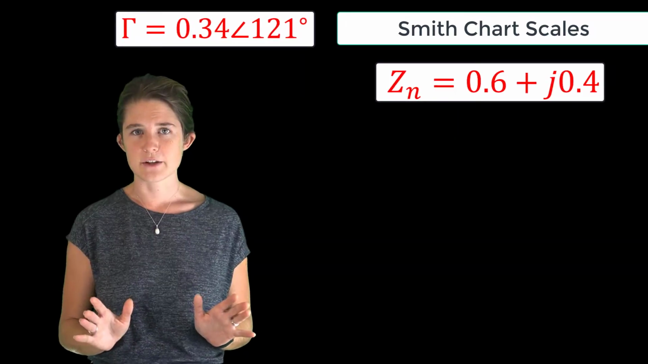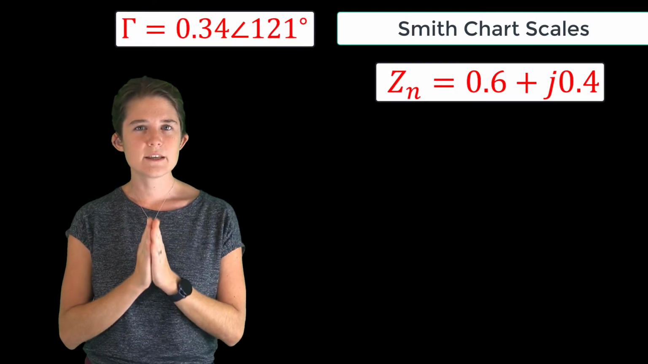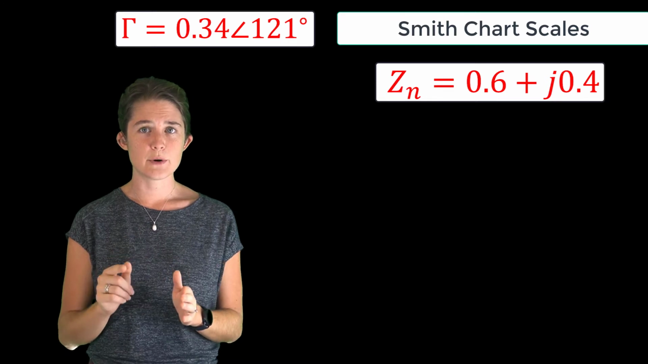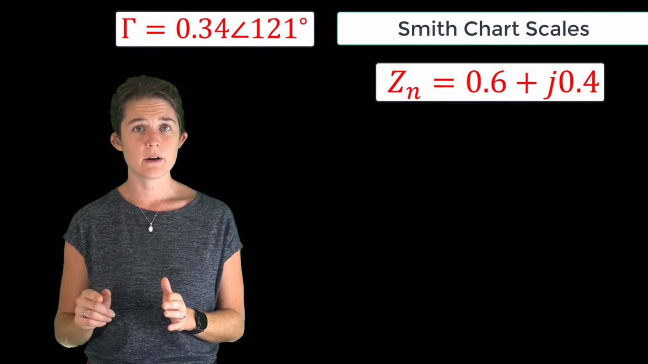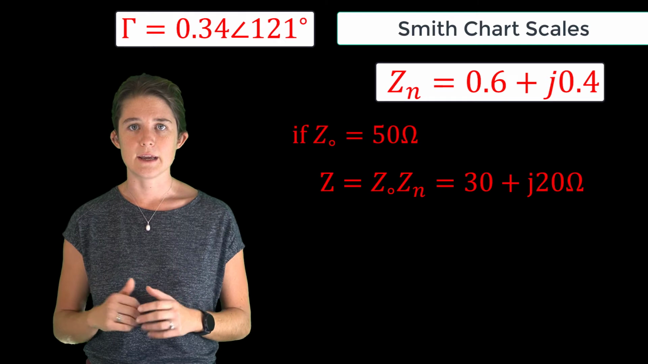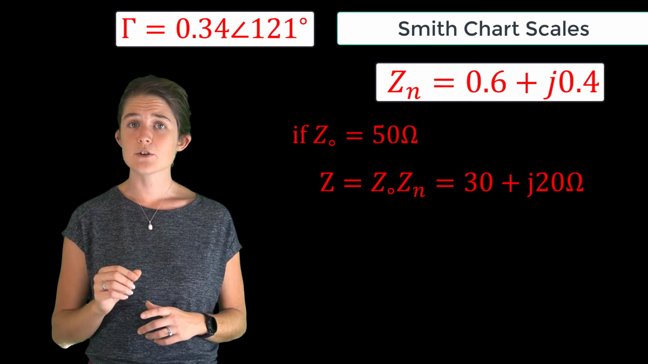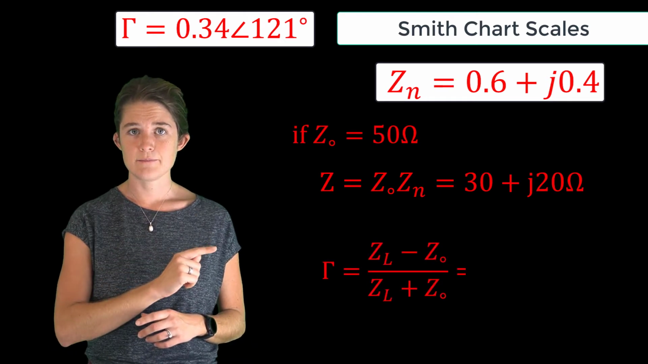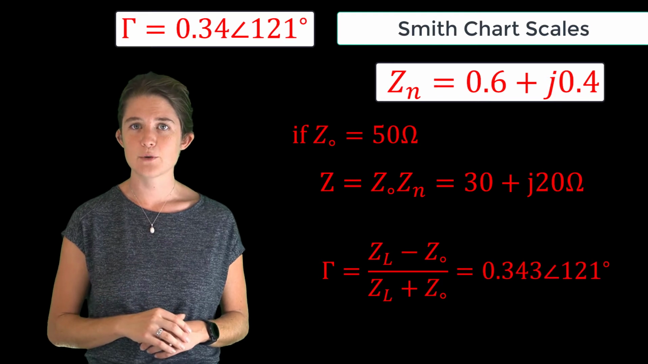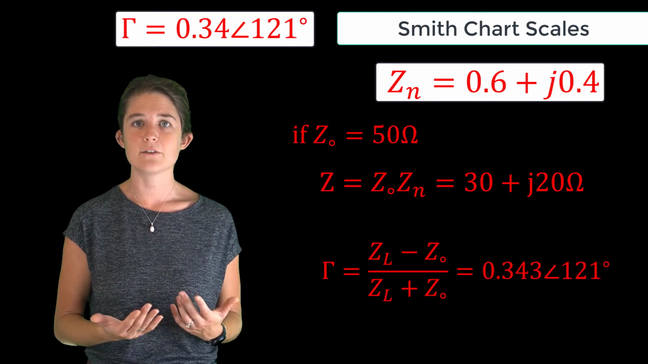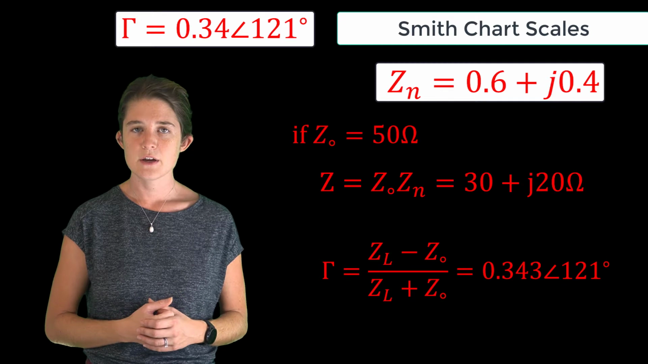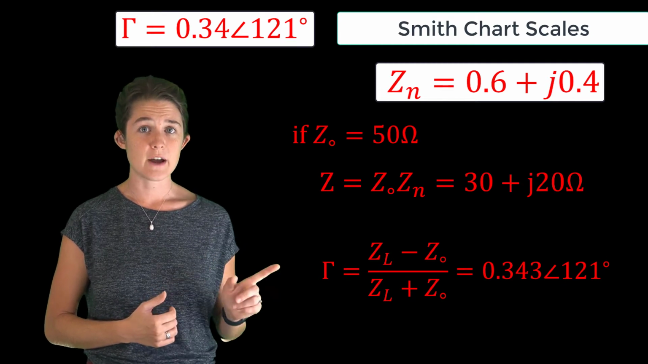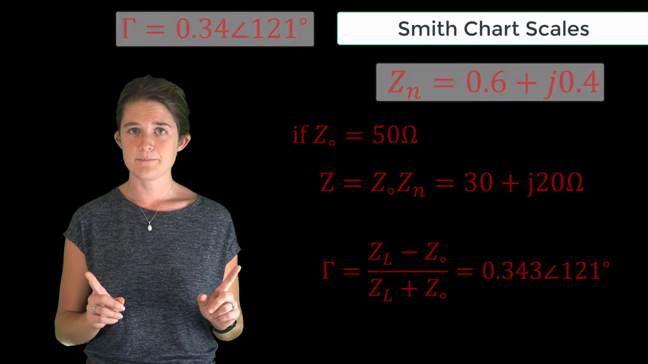Let's double check these values mathematically. We said that a normalized load impedance of 0.6 plus j0.4 is 30 plus j20 ohms. The reflection coefficient then is given here, and indeed this does work out to 0.343 at an angle of 121 degrees. So we get the same number graphically as we do mathematically.